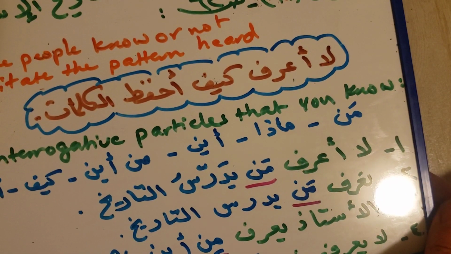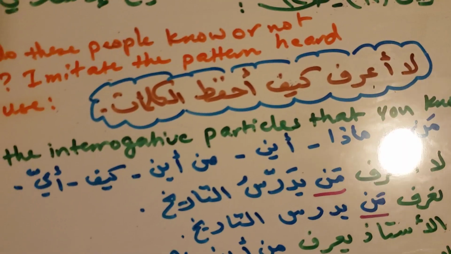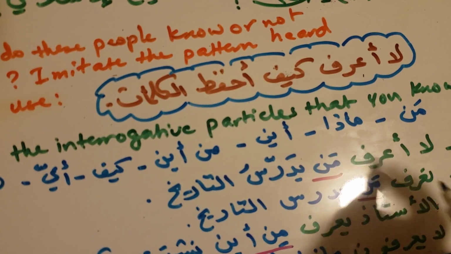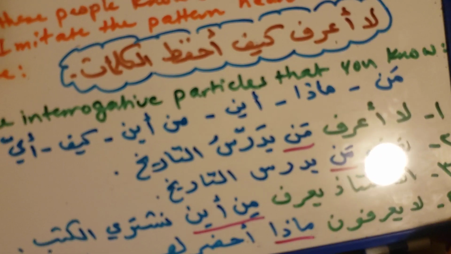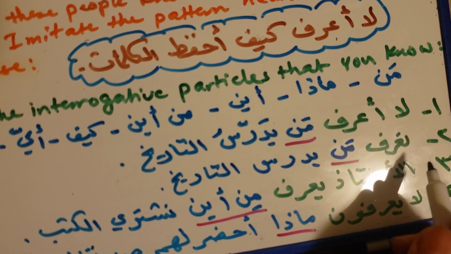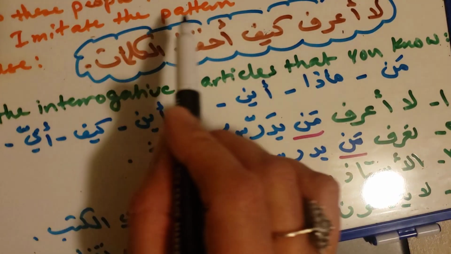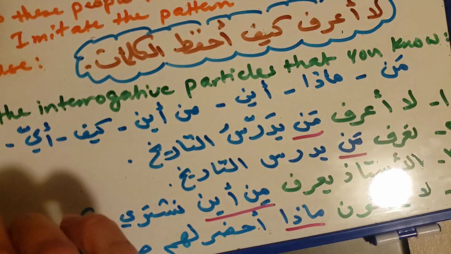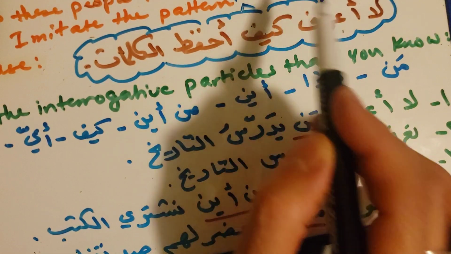Okay. Next, تمرين. So we're going to take a look at exercise number 12, page 62. The question says, what do these people know or not know? Everything that's in green was in the question, and the blue is what I had added. Some of the items say, I don't know, or they don't know, and some say, I know, or we know. That's why they're saying, what do these people know or not know? Imitate the pattern that you heard Maha use.